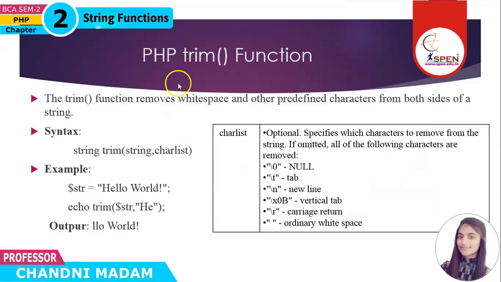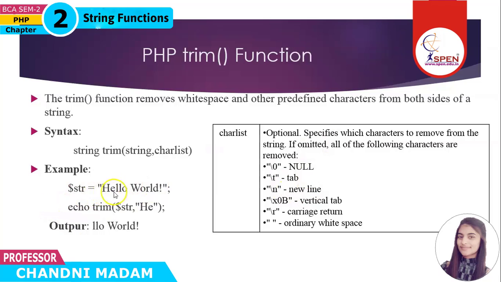Now next function is trim. This function removes white space or predefined characters from both sides, the left side and the right side. Here is the syntax. Here the trim function has two parameters. First is the string and second is the character list. The character list is what we want to remove from the left side and from the right side. This character list is optional. If we specify it, then it will remove those characters from your string. If we omit it, then this function removes white space from your string.